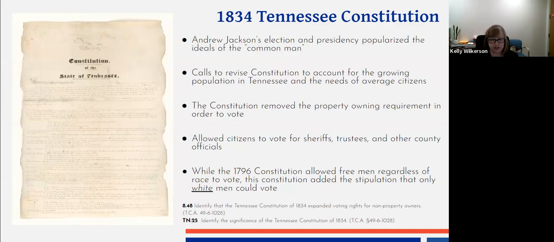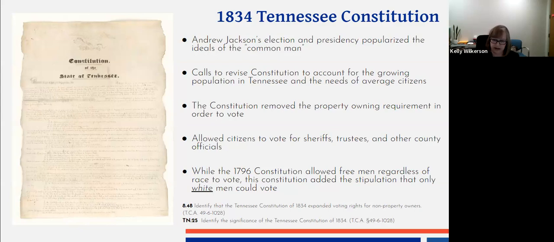Prior to that, those positions were appointed. So now they're able to vote for those. Now, while the 1796 Constitution did allow free men, regardless of race, to vote, this Constitution does change that. So the 1834 Constitution has the stipulation that only white men could vote. Again, it's still men. It's now only white men who can vote, but they have removed the property owning requirement.